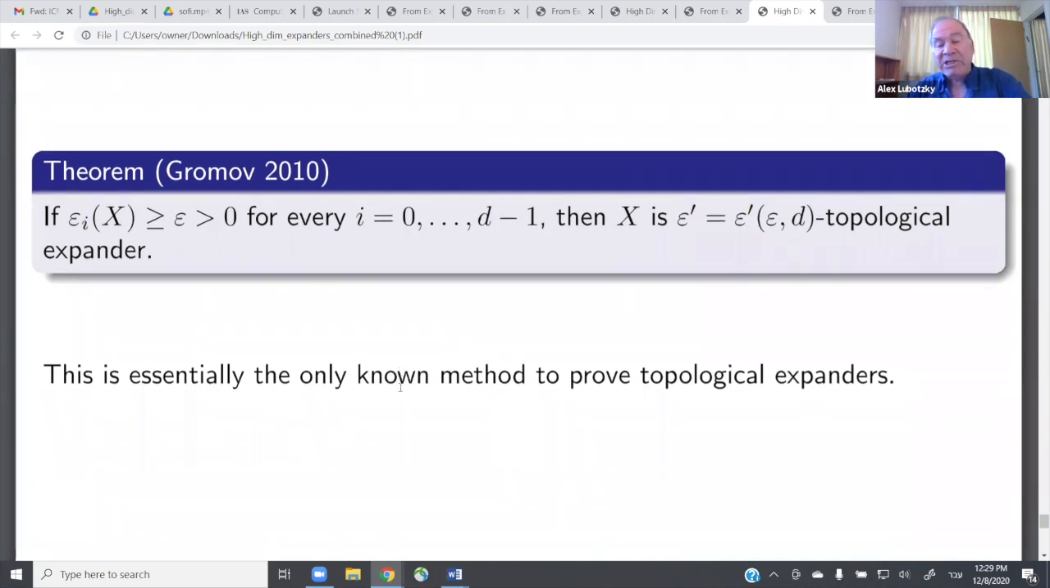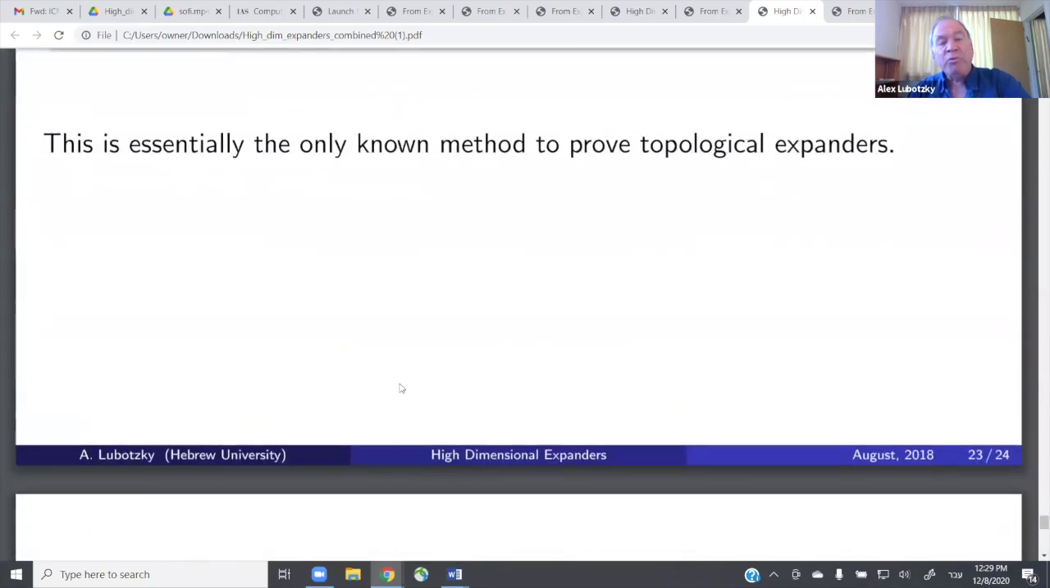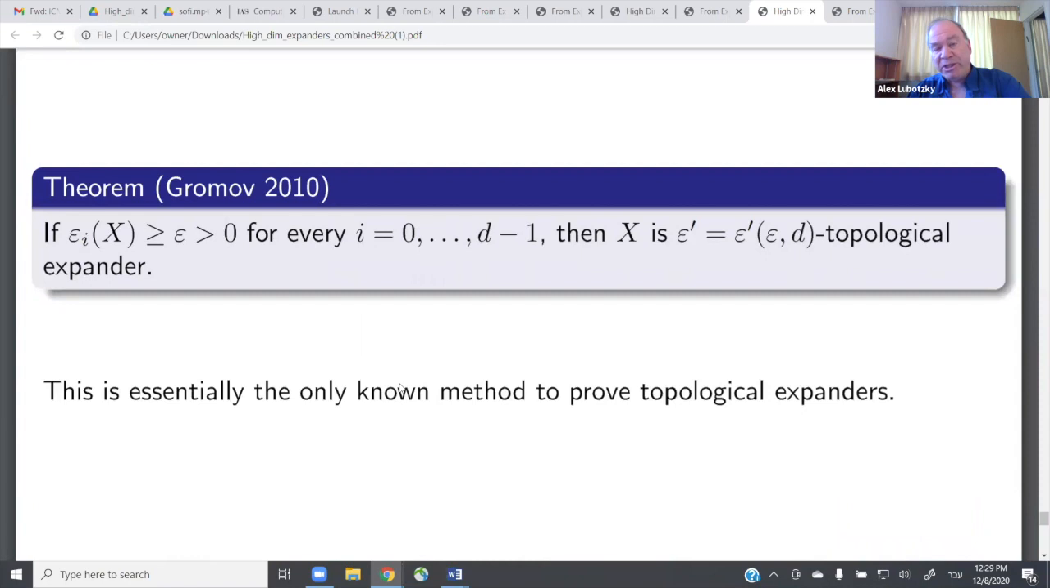And this is essentially the only method we know up to now to prove a topological expansion. Now, the situation is even more complicated. Ramanujan complexes are not co-boundary expanders, unfortunately, even if you delete the top. So we had a little technical extension that we now call cross-historic expander, which is weaker than this property, but I don't want to explain.